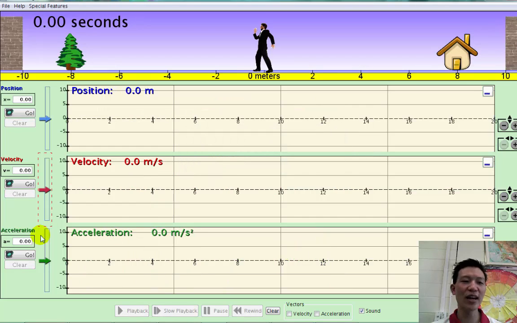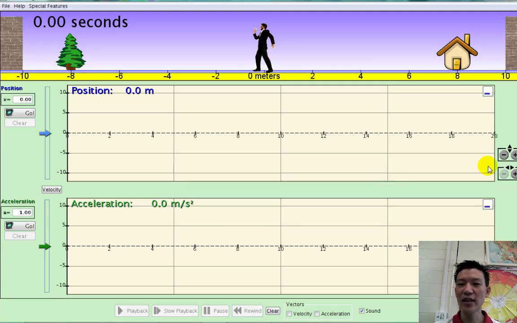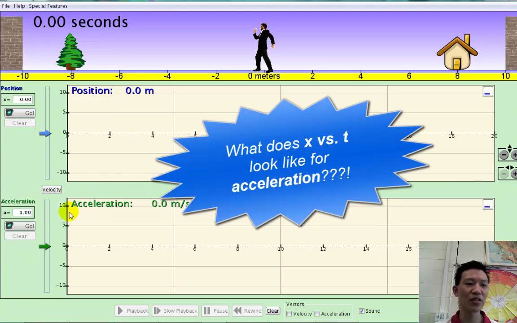Let's compare and contrast this to constant acceleration. So what does constant acceleration mean? It means you set it at a constant value. So I'm going to set this to 1 meter per second squared. Can you predict if I constantly accelerate, what will my position versus time graph look like? Will it be a straight line?